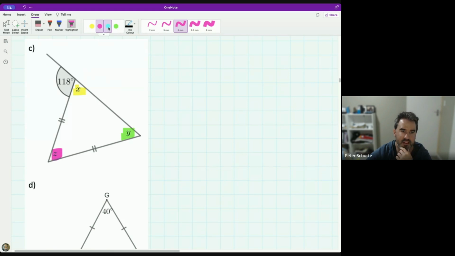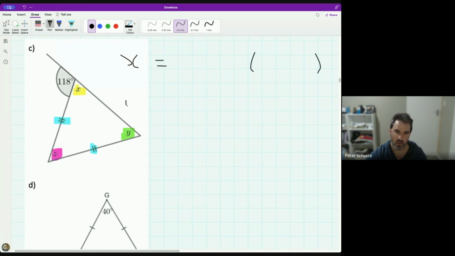And be aware that these two little whiskers mean that these two sides are equal. I want you to also think about what reasons you are using when you find x, y, and z, because there will be answers, but there will also be reasons. So x equals something, but then there will be a reason. Y equals something, reason. And I'm just as interested in each of those facts.